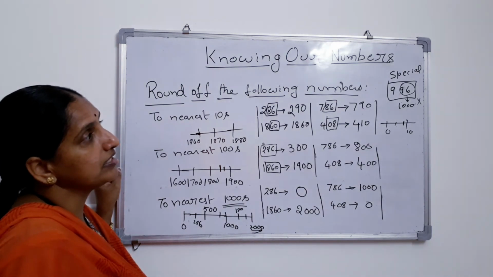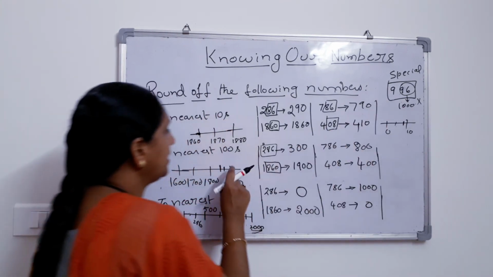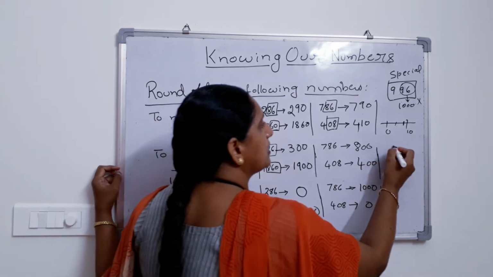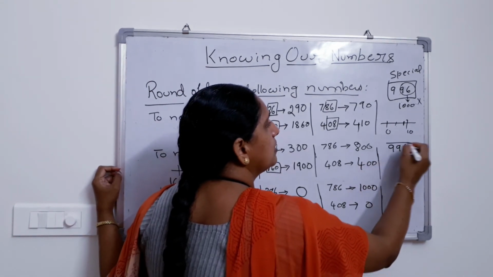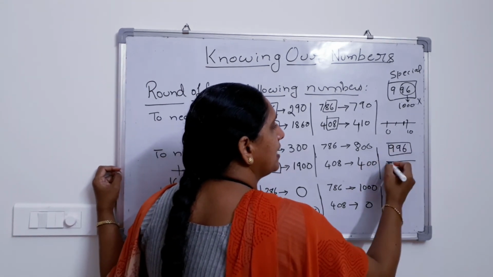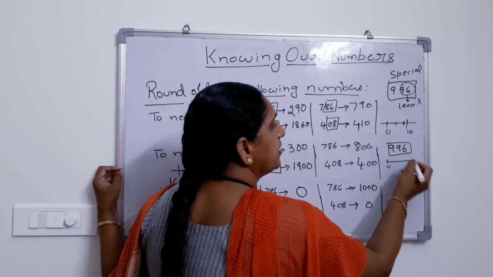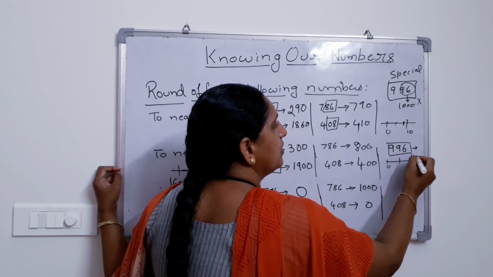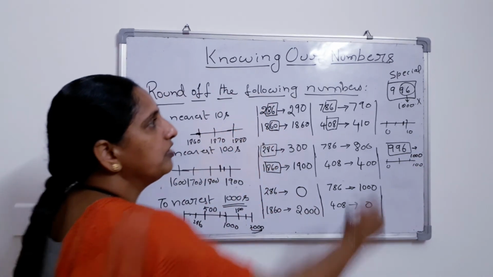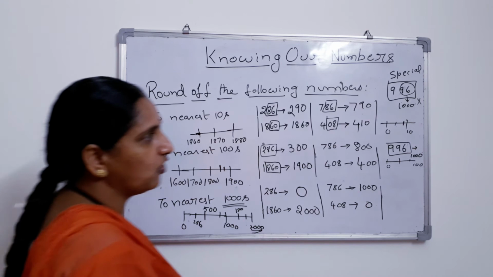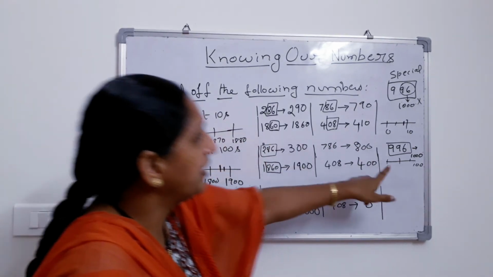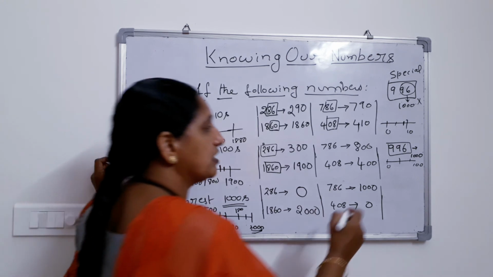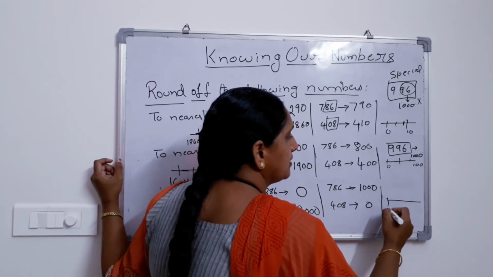Right, now this one we are taking to nearest hundreds. In the nearest hundreds, 996, you are going to take the whole number. So this lies between 0 and 1000, and it's very near to 1000. So this is going to be 1000. So for nearest tens also you got 1000, and for nearest hundreds also you got 1000. Now let us see the nearest thousands.